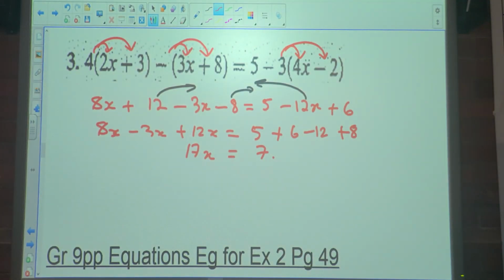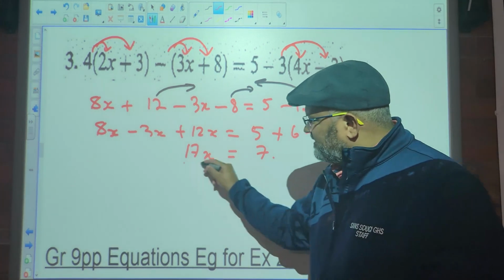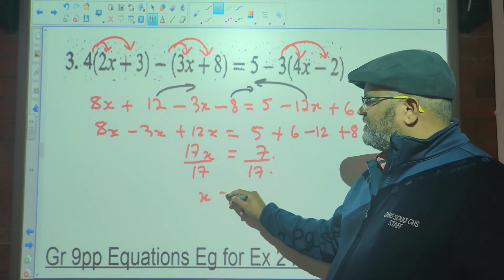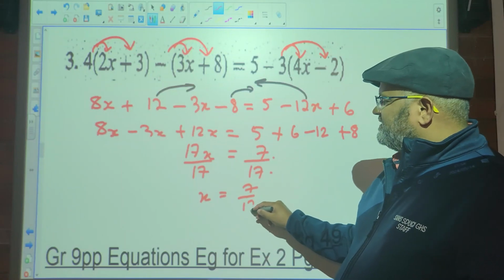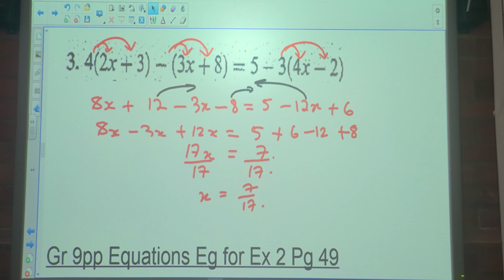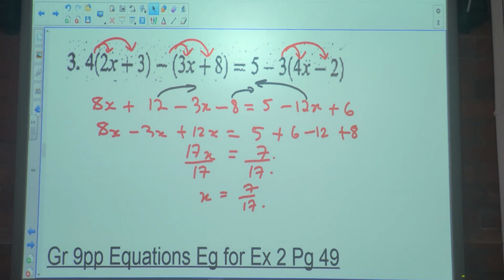How do I get x on its own? Divided by 17 both sides. You all agree with that? So therefore x equal to 7 over 17. Is there any confusion? So at this point you guys have concluded exercise 2 already, okay? So we're just going to mark the homework and we'll see if there's any issues with regards to exercise 2. We'll also do it in this part of the video.